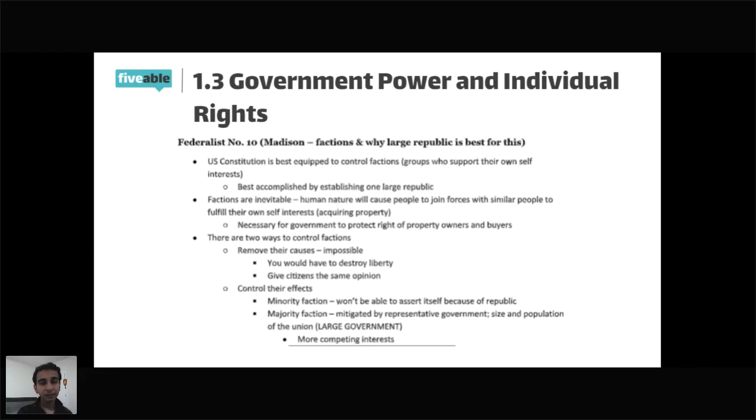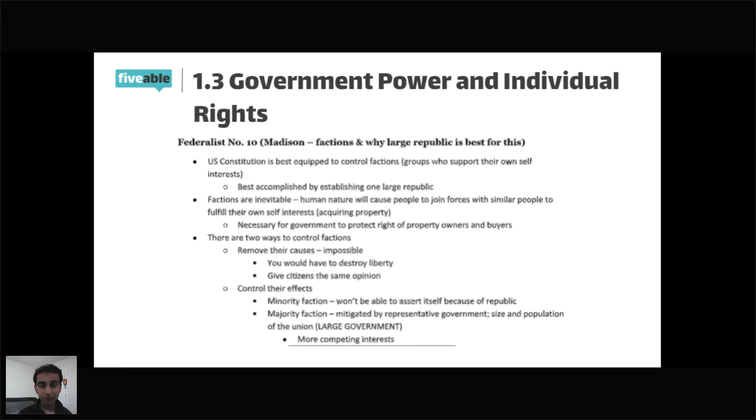Main idea, again, factions and why a large republic is best to control them. So again, like I said before, the whole reason he said that factions could be controlled was because the United States was going to be so big, it would fragment that political power, and it would also make sure that we could control their effects.